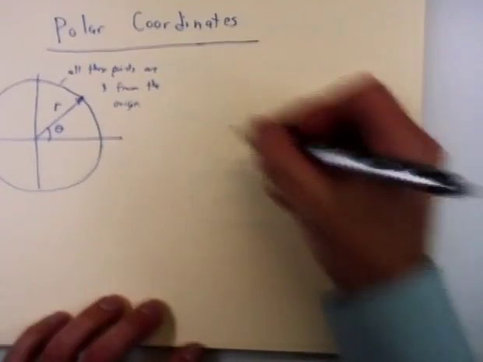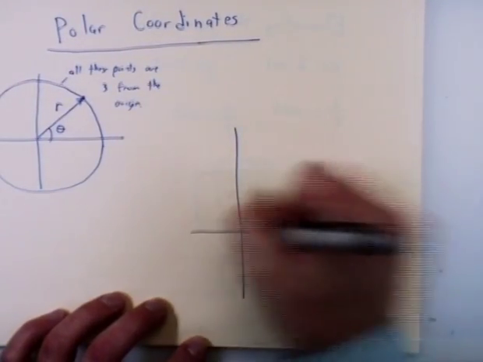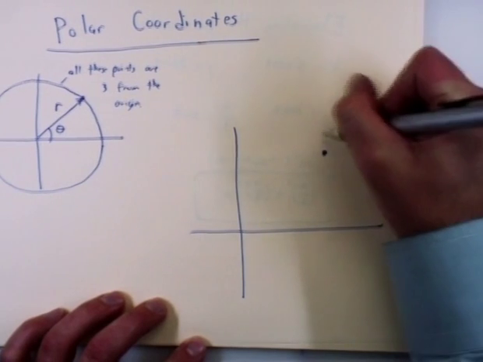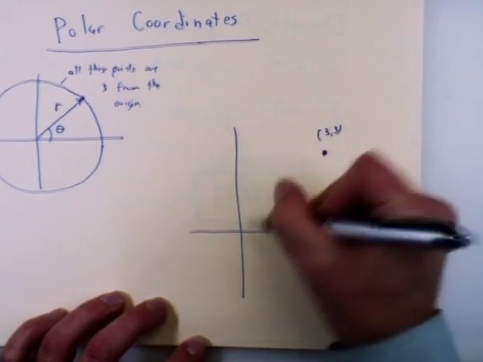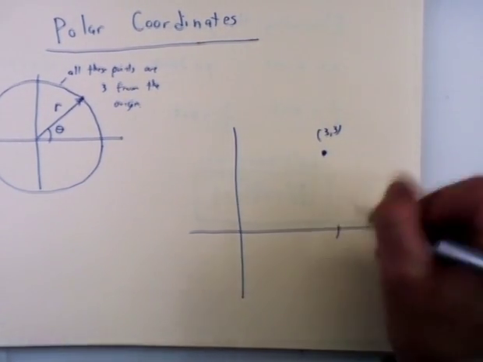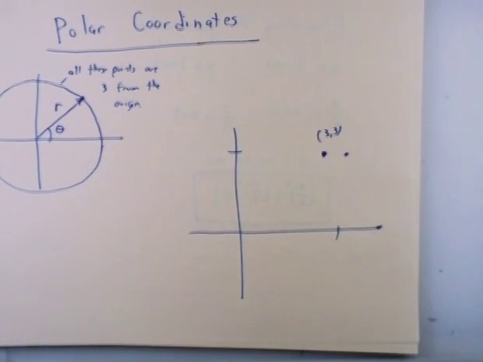Let's try one concrete example. I'm going to put here the point (3, 3). (3, 3) with our old x and y coordinates. Using these, can we convert this to polar coordinates?